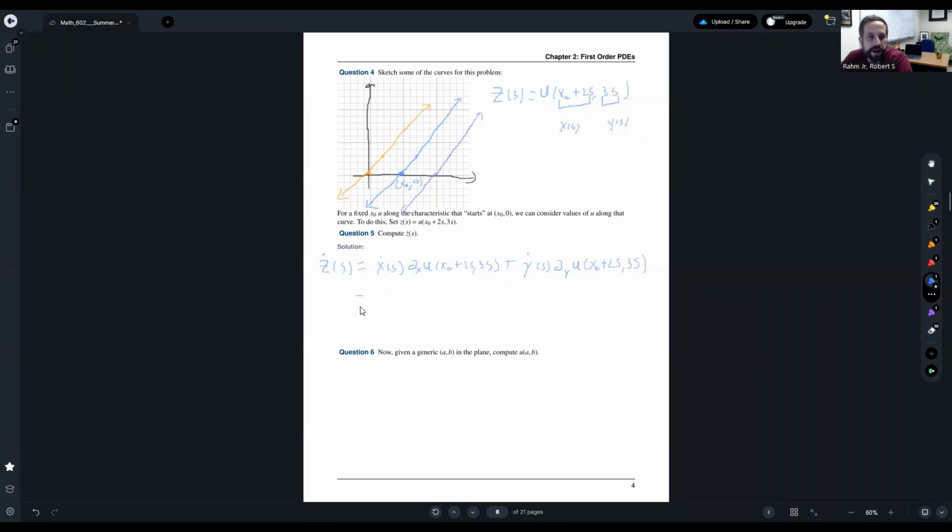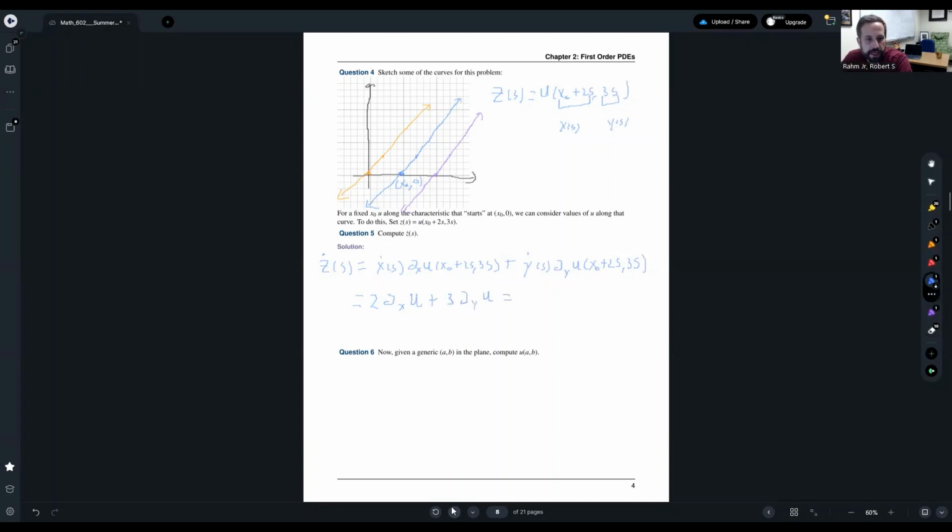Okay, but what is x dot of s? Well, x dot of s is just 2. So this is going to be 2 times the partial derivative of u with respect to x plus 3 times the partial derivative of u with respect to y.